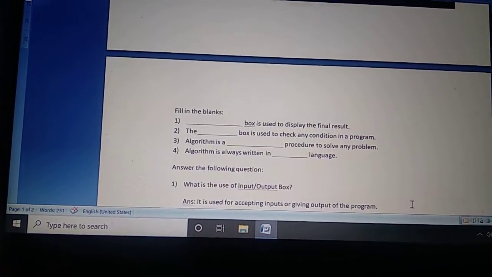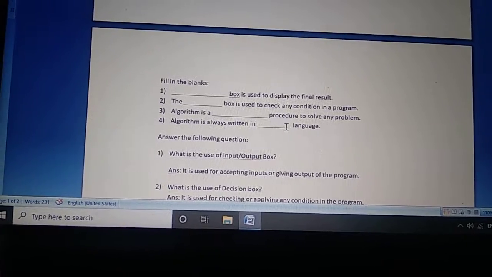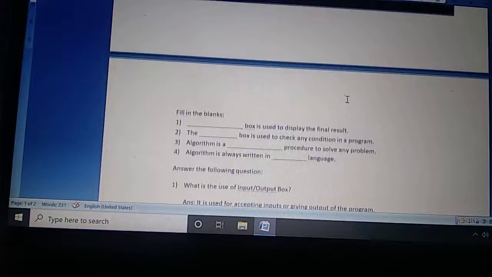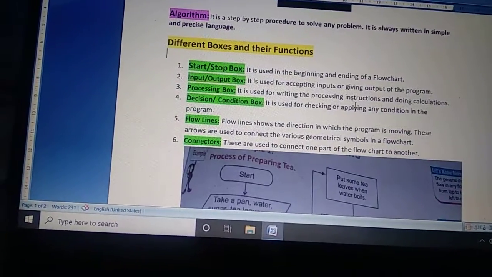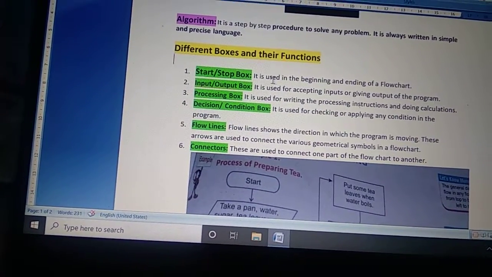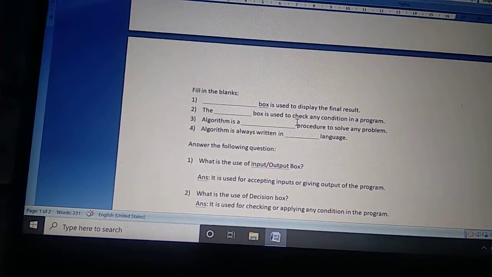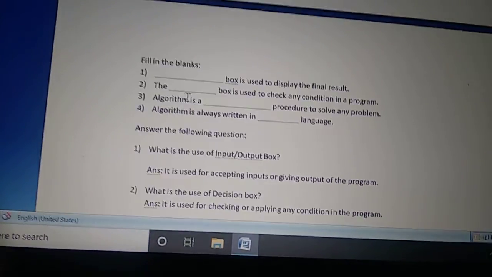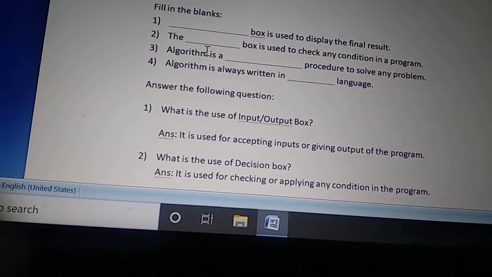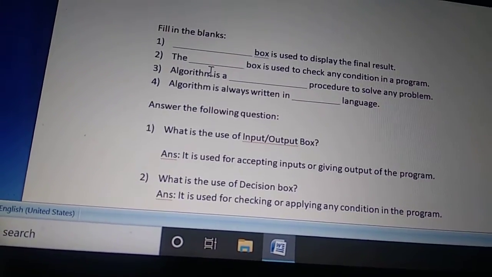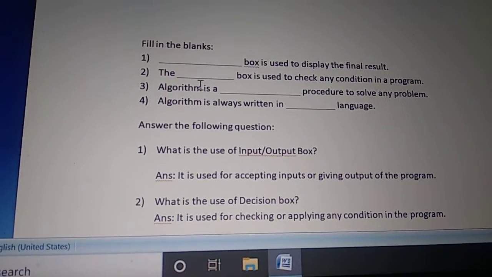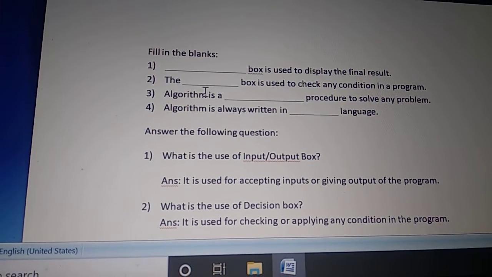Okay, so next are the fill in the blanks. Dash box is used to display the final result. Which box is used to display the final result? Output box. Input output box you can write. Next, the dash box is used to check any condition in a program. Condition box, or you can say decision box.